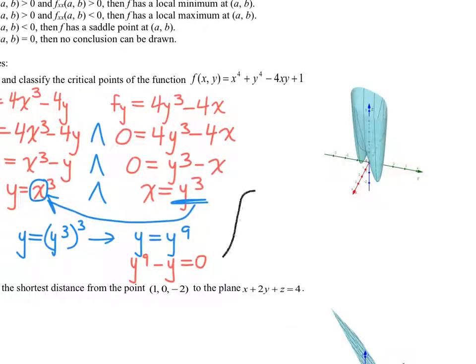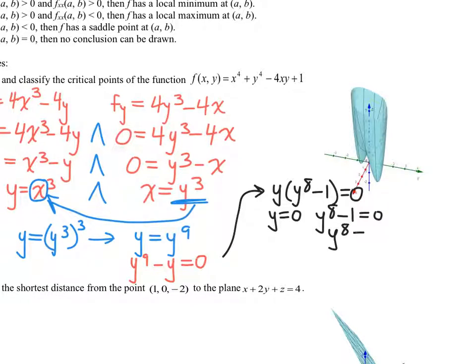Factor. And solve. You get y equals 0, y to the 8th minus 1 equals 0, which means y to the 8th equals 1, which means y is equal to plus or minus 1. All right, so we have 3 potential y values, which correspond to, well, possibly 3 potential unique x values. All right, so x is equal to y cubed.